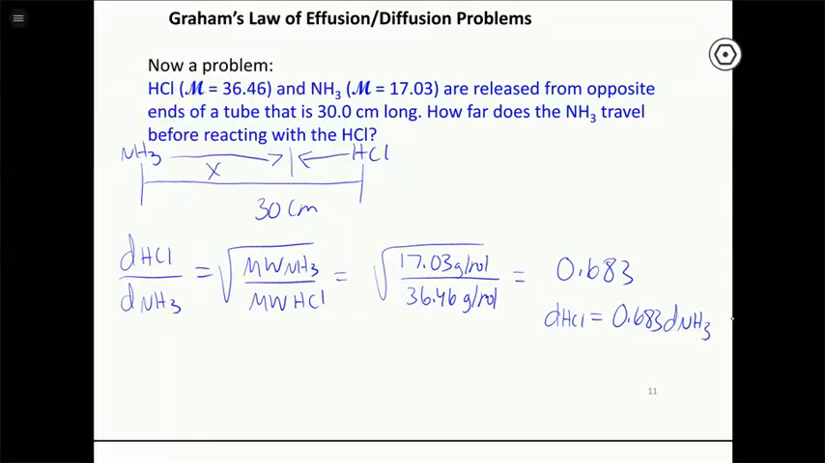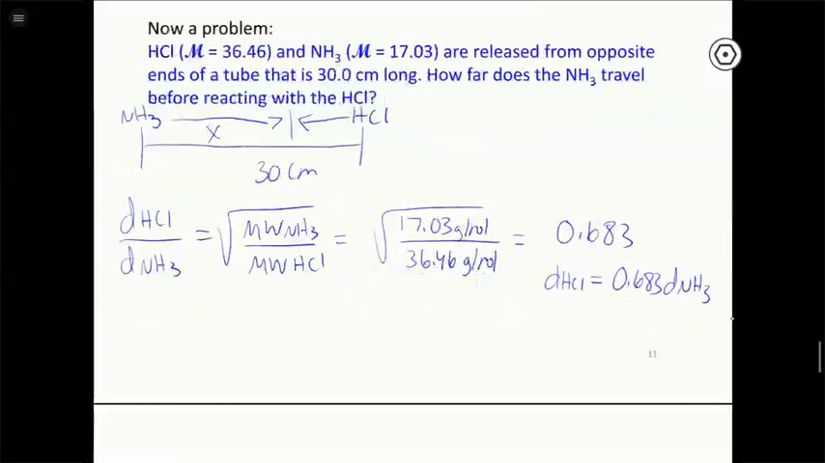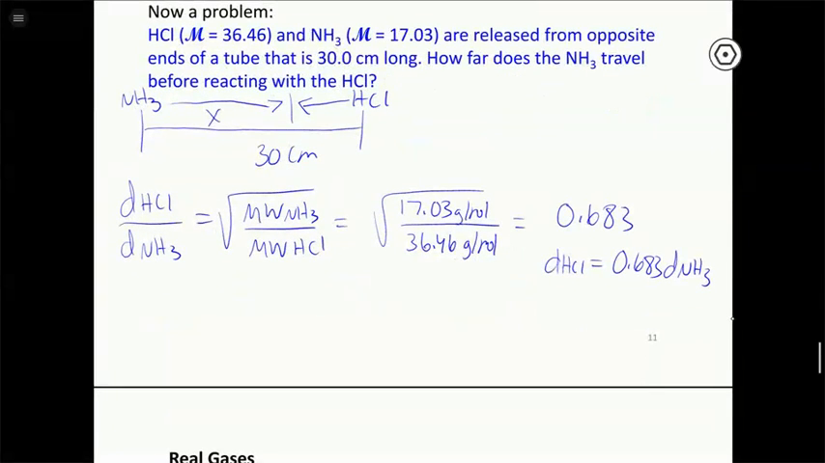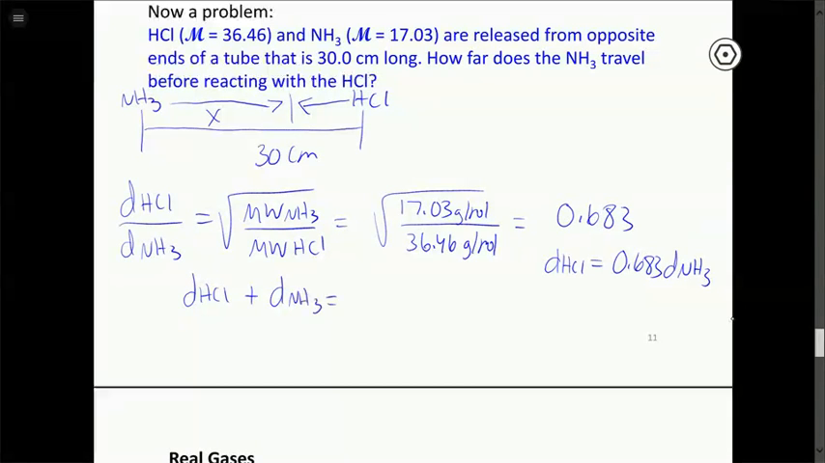But we still have two unknowns, right? We don't know the distance that HCl travels. We also don't know the distance that NH3 travels, which is what we're trying to solve for. So we have to write a second equation that deals with the two unknowns. Anytime you have two unknowns, you need two equations. And pretty straightforwardly, the distances that they travel, if we add them together, have to equal the total length of the tube, because they're going to meet somewhere in the middle of this 30-centimeter tube.